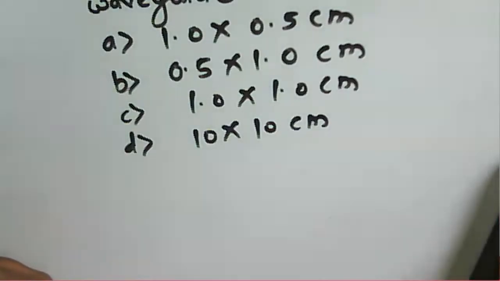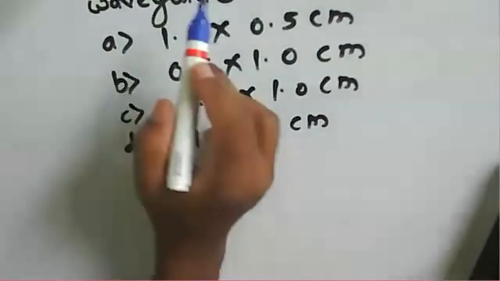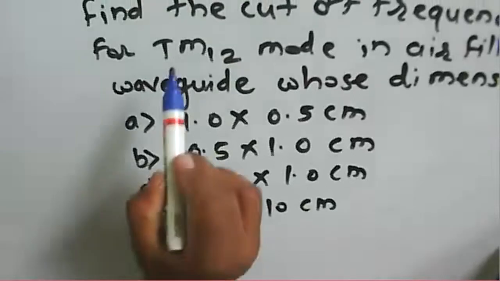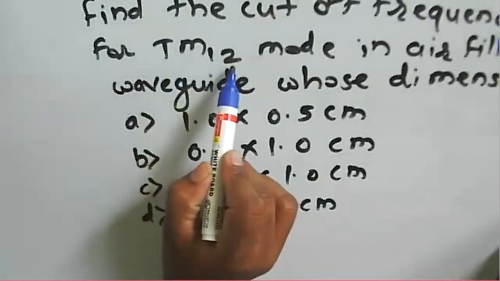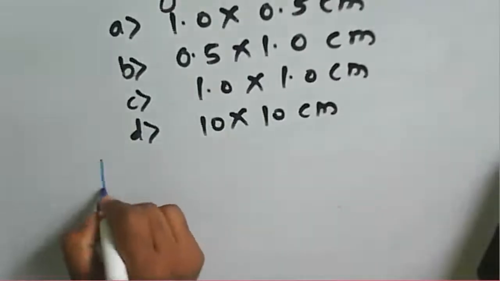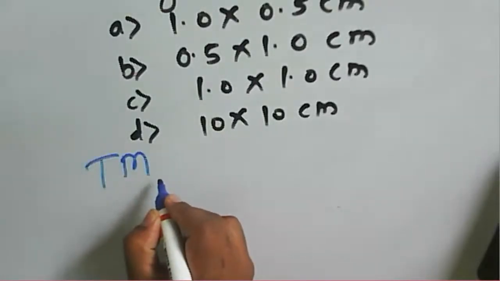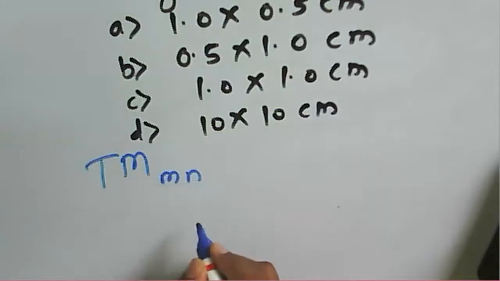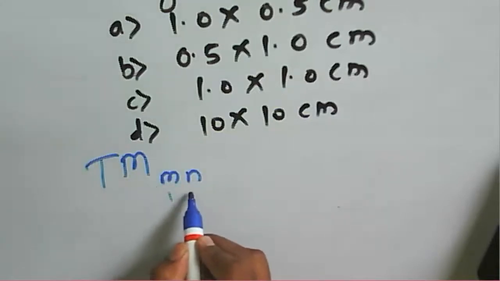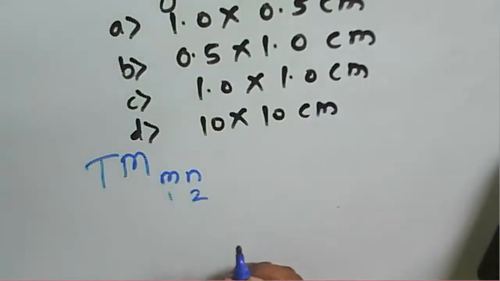So as we know, for a given particular mode, the TM12 mode, M is equal to 1 and N is equal to 2. Generally, we say that TM is about M and N, so it is given as 1, 2, so TM12.